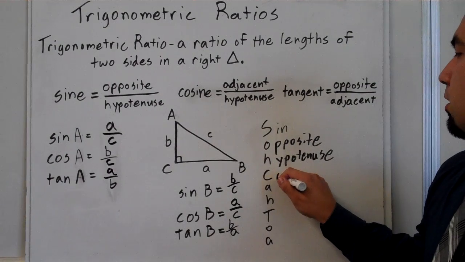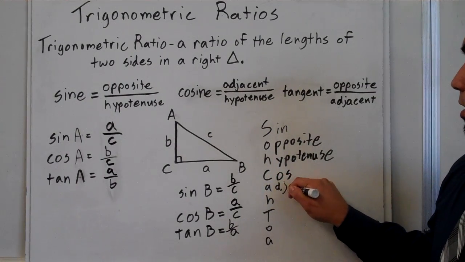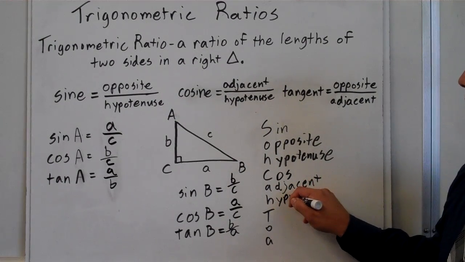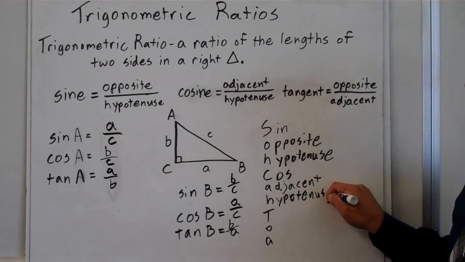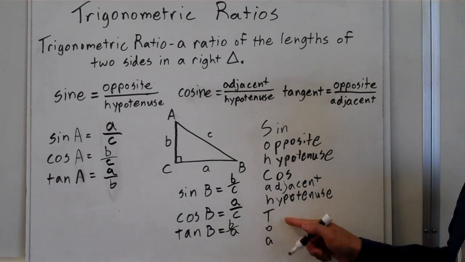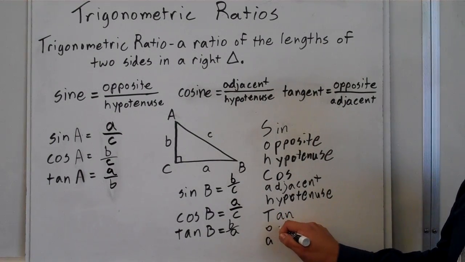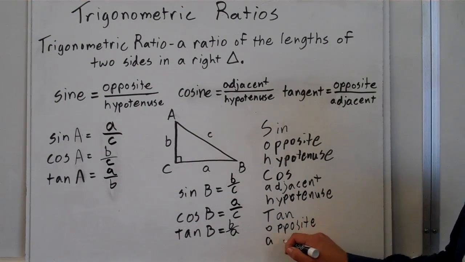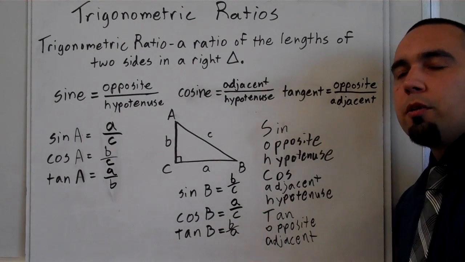CAH: cosine equals adjacent over hypotenuse. TOA stands for tangent, and tangent is opposite over adjacent. Okay, so now this is kind of a lot to remember, but we are going to spend a couple days on this.